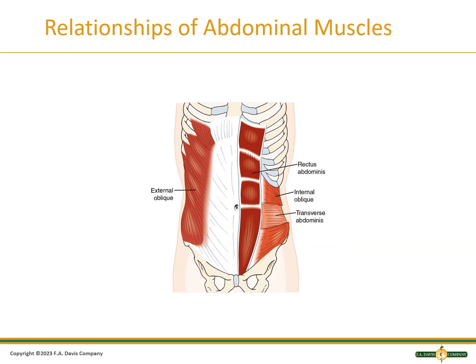We can see here our external obliques as our most superficial. Then we've got rectus abdominis just deep to the aponeurosis there, and then we have our internal obliques running underneath of that, and then transverse abdominis is deep to all of them.